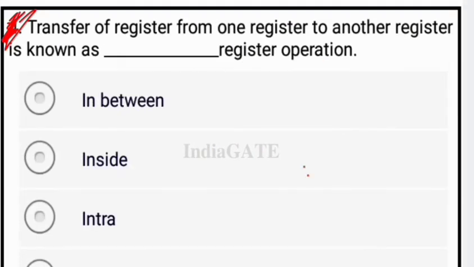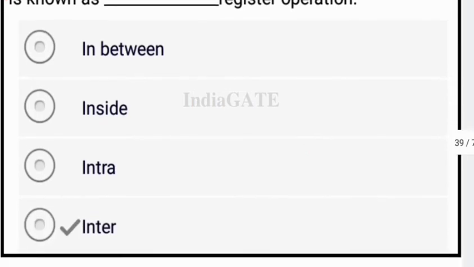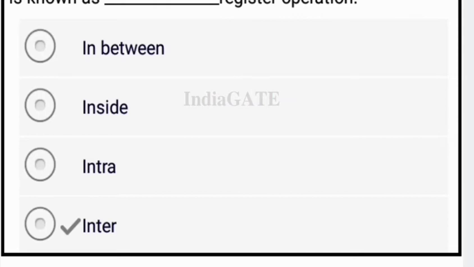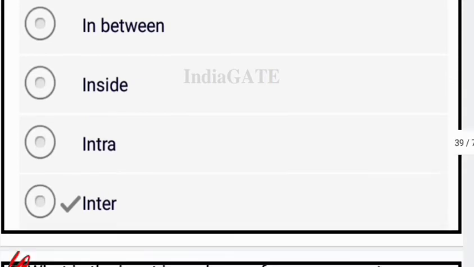Now come to the next question. Here transfer of data from one register to another register is known as dash operation. So this operation is known as what? This is your inter register operation. Okay, inter register operation, that is your fourth option is your correct answer.